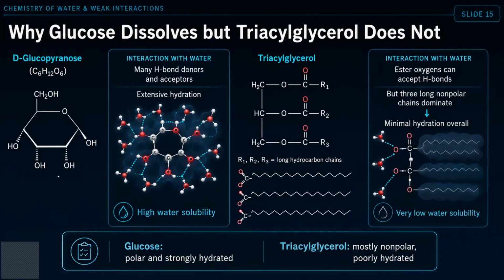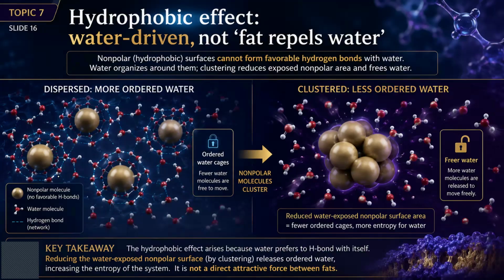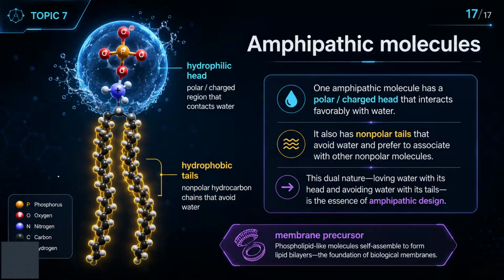Because of all the OH groups, glucose dissolves; triacylglycerols do not. They do not, because there's no way in hell that there's going to be any interactions between water and fat. The hydrophobic effect is a powerful effect. It's going to keep things rolled up. Amphipathic molecules have a hydrophilic head and a hydrophobic tail.